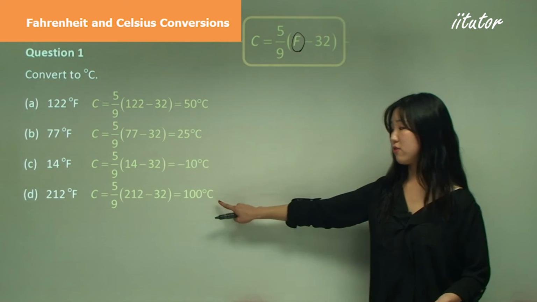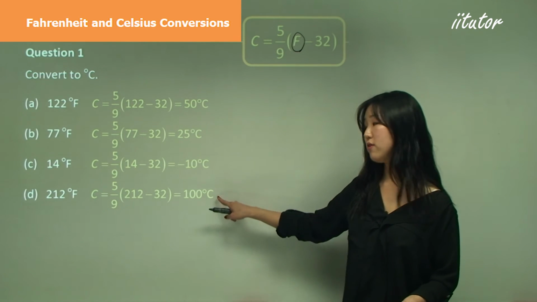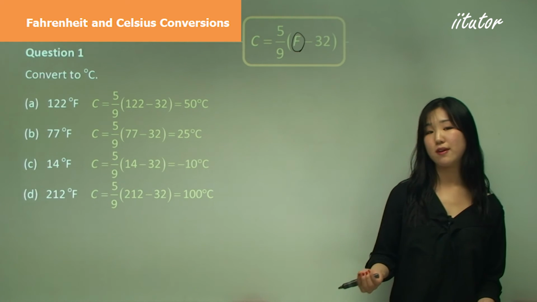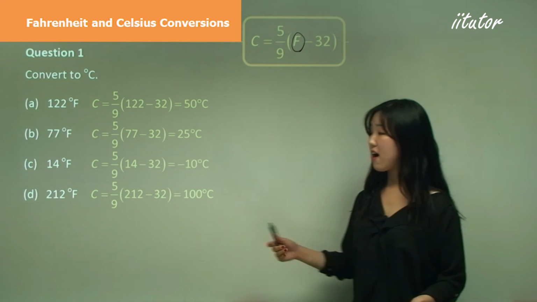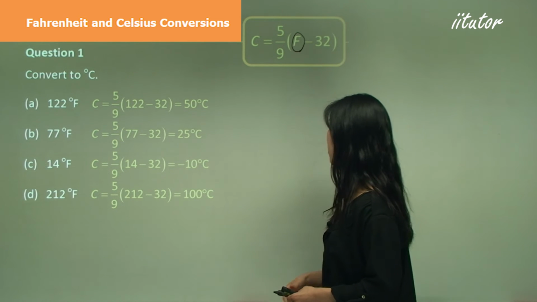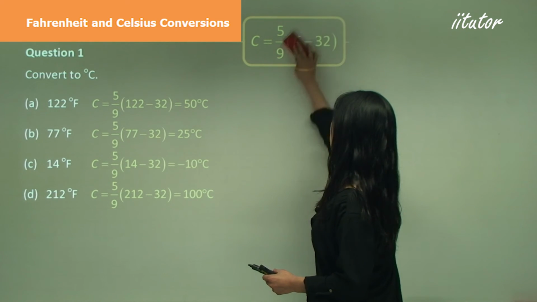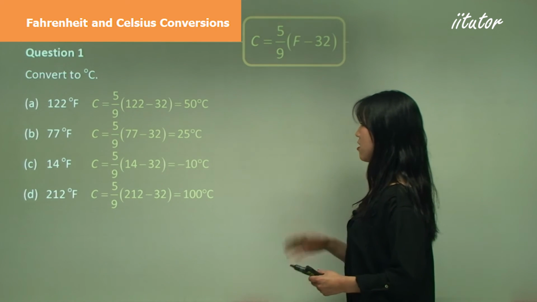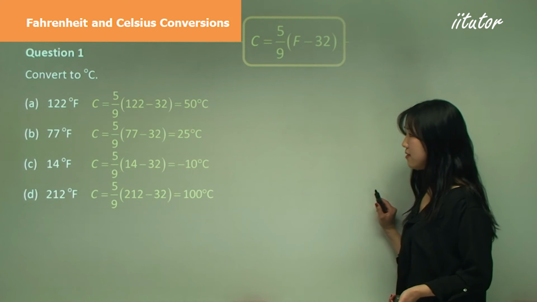This should be quite familiar. This is your boiling point, isn't it? When water boils, it's a temperature of 100 degrees Celsius, and in Fahrenheit it is 212 degrees Fahrenheit. So these values might be a bit more familiar for you. So that was converting Fahrenheit to Celsius.